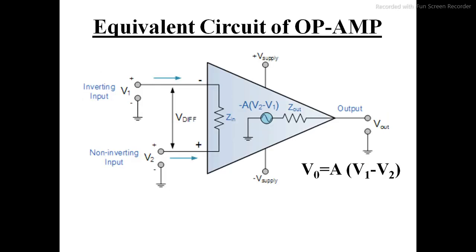Now this is the equivalent circuit of an op amp. It consists of an input impedance Zin and an output impedance Z0. The differential input voltages V1 and V2 are applied at the inverting and the non-inverting terminals, as you can see. And the gain of an op amp is A, so the output voltage of an op amp is A into V1 minus V2, as you can see clearly.